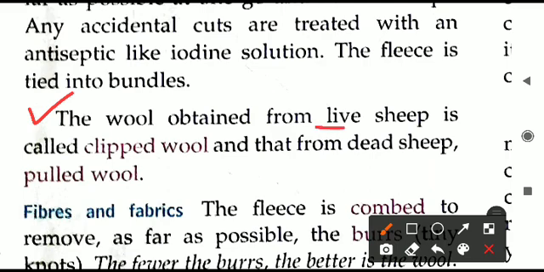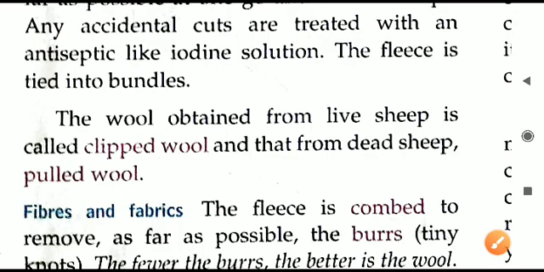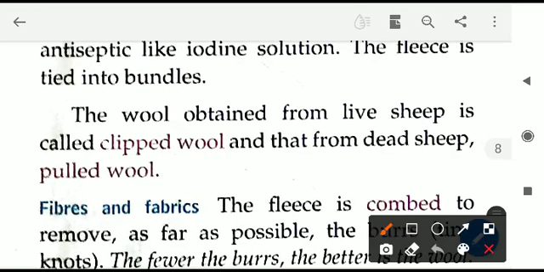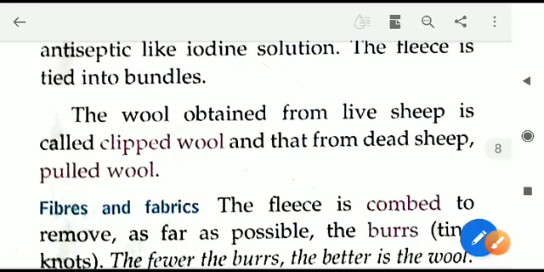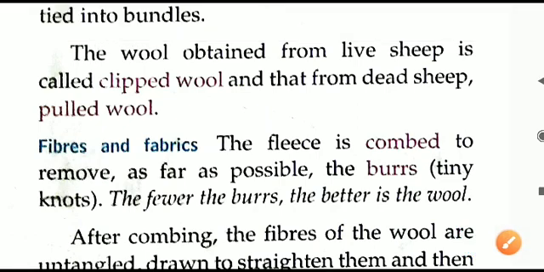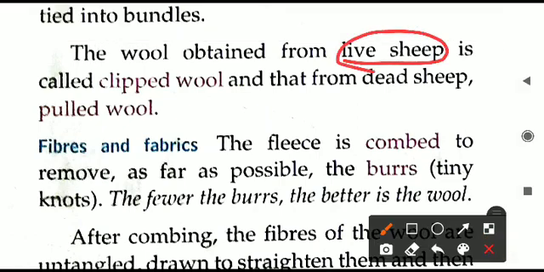The wool that is obtained from the live sheep is called clipped wool. Live sheep means living sheep. That is clipped wool. If we are taking the wool from the body of a dead sheep, then it is called pulled wool. So we can be asked this in the exam: what is the difference between clipped wool and pulled wool? Then we are ready to answer. Clipped wool is the wool obtained from the living sheep, and if the wool is obtained from the dead sheep, it is pulled wool. So please take a note of these 2 things: what is clipped wool and what is pulled wool?